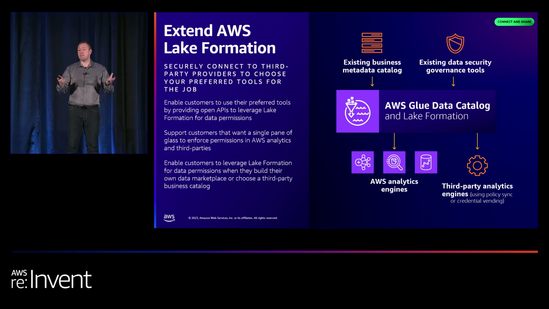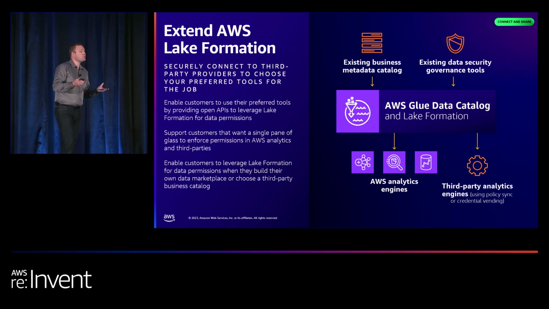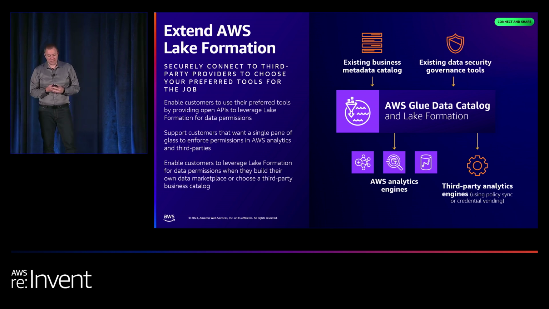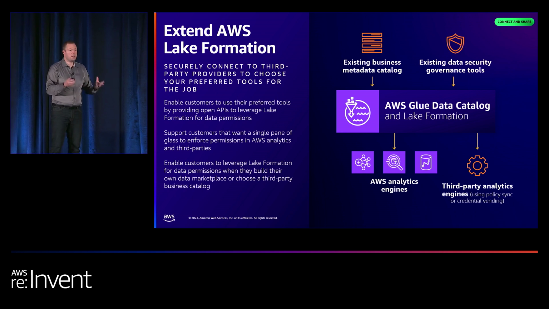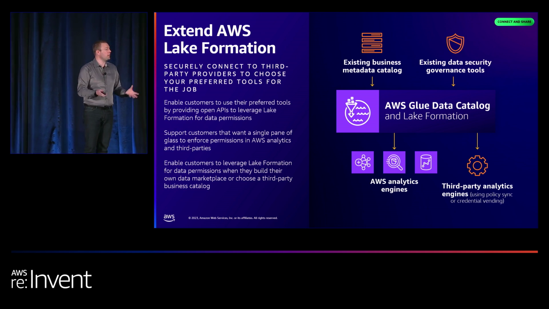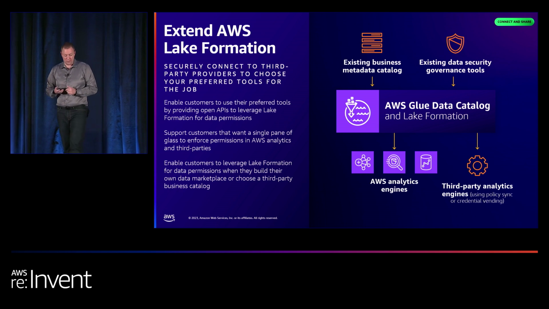So at AWS, we build services to let our customers choose the right tool for the job. And especially from a data governance perspective, it's really important that you get to choose the right tool that you, as a user, are most comfortable with. So we built our services to be straightforward to integrate with and to extend. Whether it is an existing business metadata catalog, whether it is existing data governance tools, or whether they are existing third-party query engines, we want to make sure that they all can connect to AWS Lake Formation and the Glue data catalog in the same way that internal engines like Amazon Athena or Amazon EMR can.